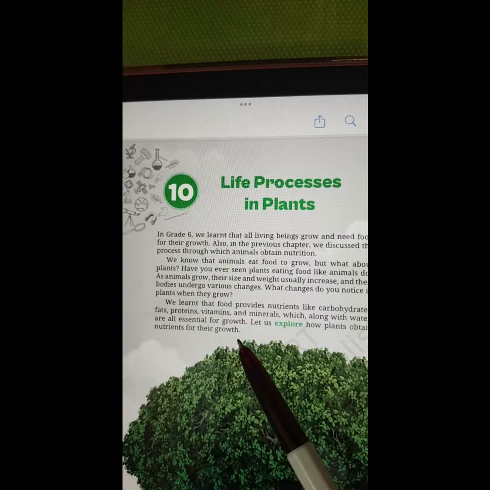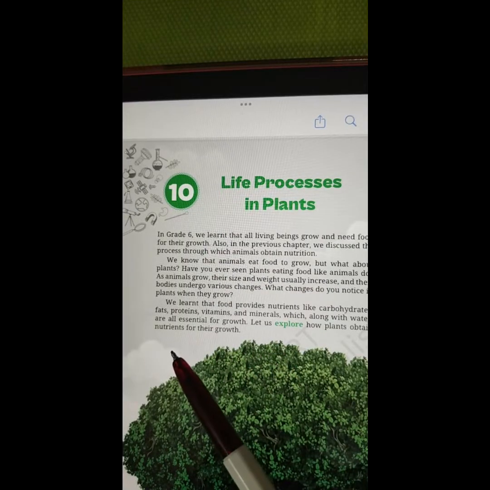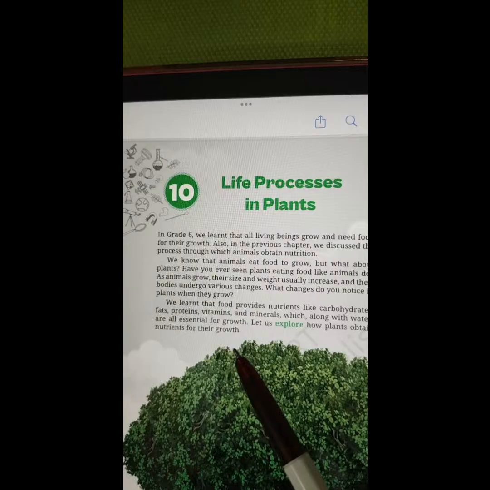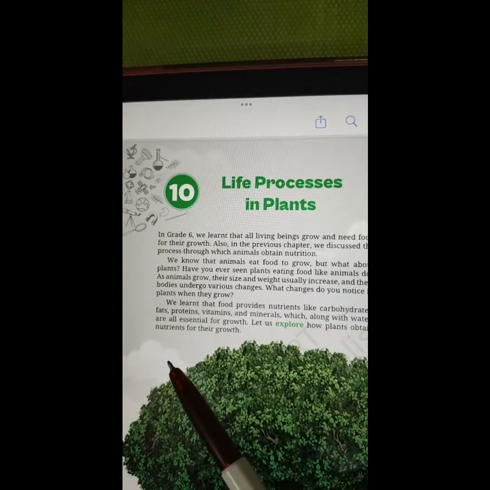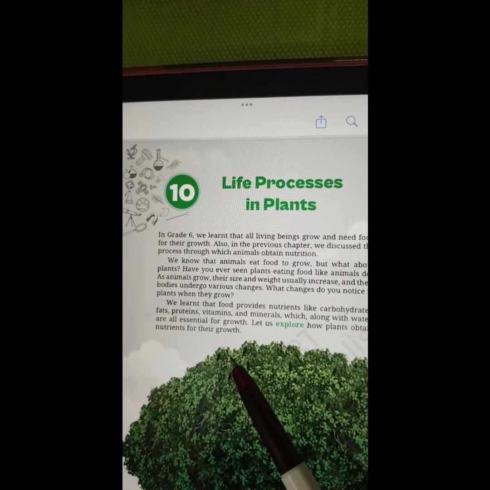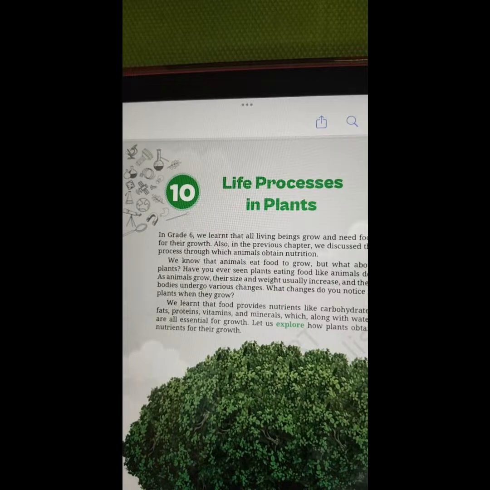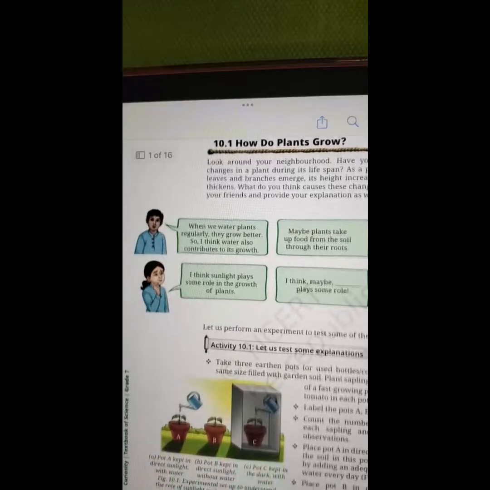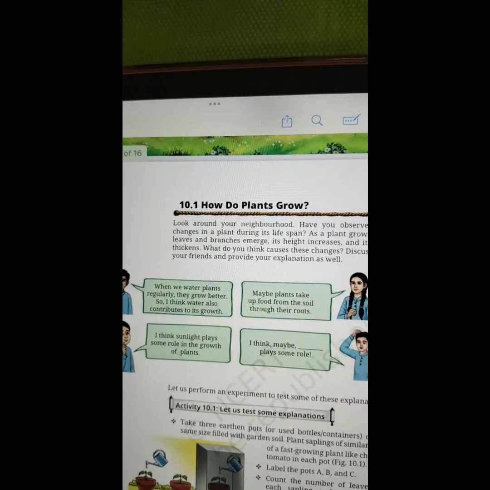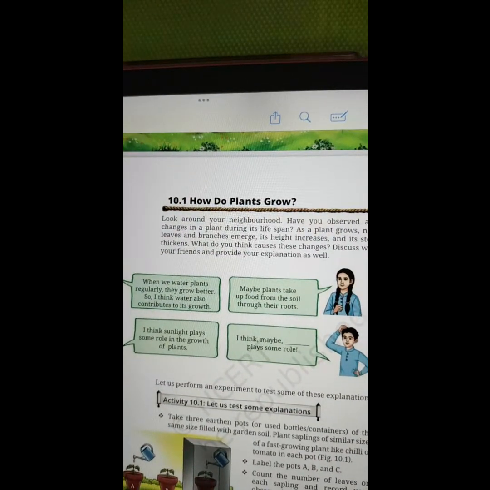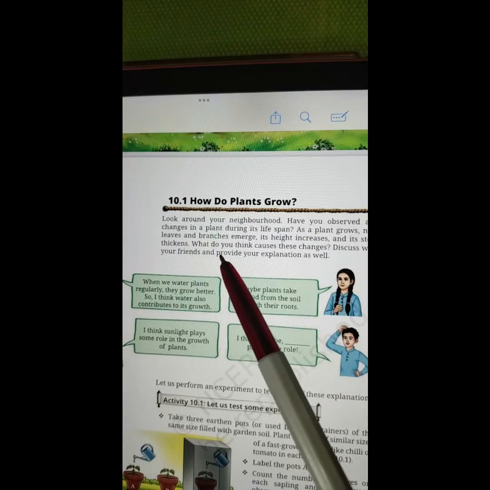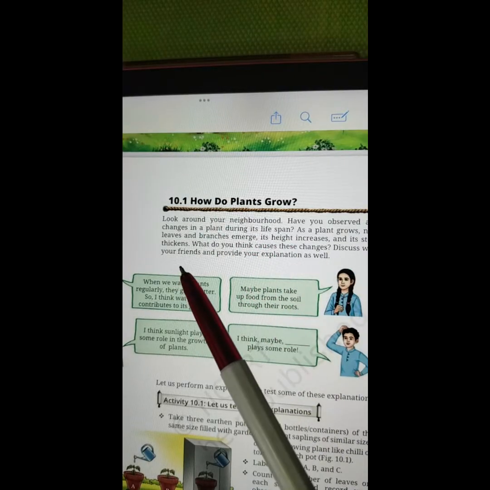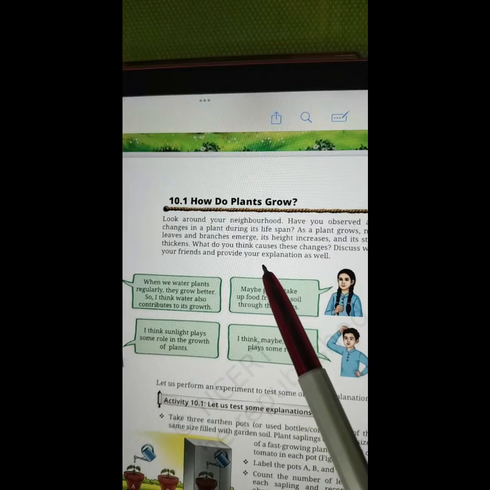We learned that food provides nutrients like carbohydrates, fats, proteins, vitamins, and minerals, which, along with water, are all essential for growth. Let us explore how plants obtain nutrients for their growth. How do plants grow? Look around your neighborhood. Have you observed any changes in a plant during its lifespan?